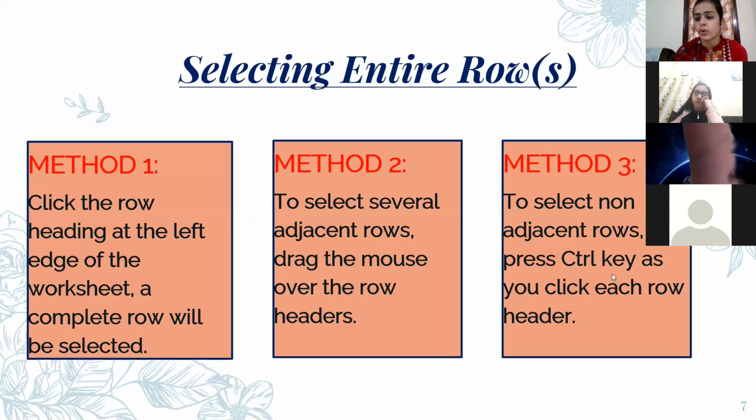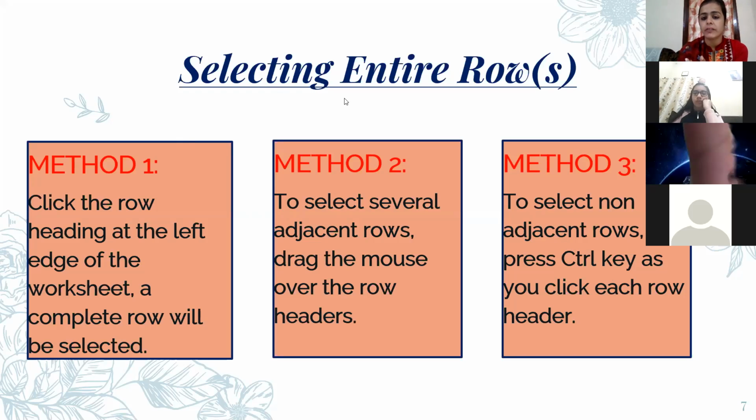Third method is if you want to select the non-adjacent rows, means not in the continuous form, then you hold down the control key from the keyboard and click on each row header. I repeat, जब आपने non-adjacent rows select करनी है, at that time you will be clicking on the row headers by pressing the control key from the keyboard. Control key को press करके रखना है and again click on the row header that you want to select. These are the three methods that you follow when you want to select the rows from your spreadsheet. Clear?